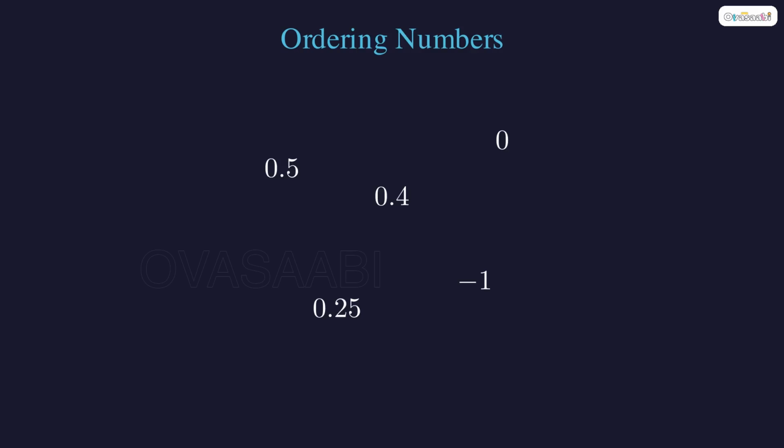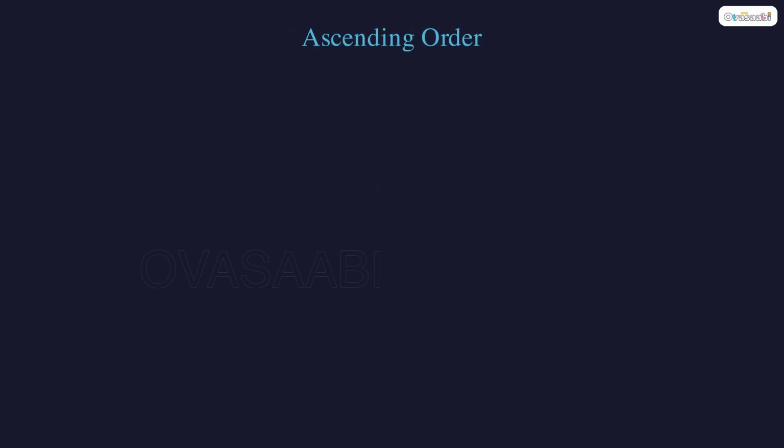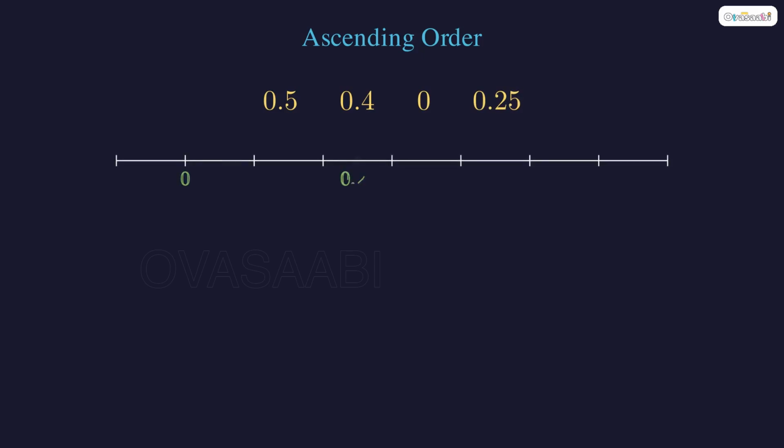If someone handed you these numbers and said, put them in order, where would you start? Let's find out. Ascending means smallest to largest. Convert to decimals, then line them up: 0, 0.25, 0.4, 0.5.